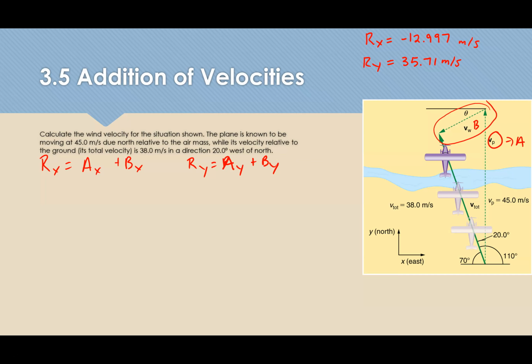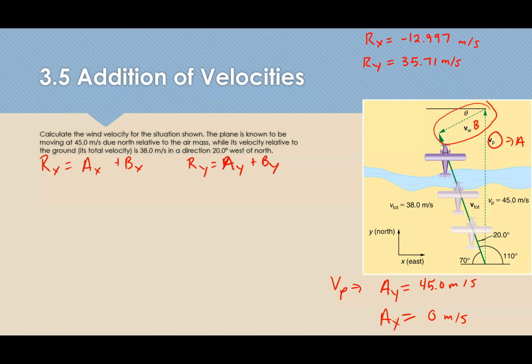Now, VP is going due north. That's the actual velocity of the plane. VP only has a y velocity because it's heading due north. It only has y velocity, which means that its x velocity is 0 meters per second. Okay, and remember we said we were going to say that the plane was going to be the A vector.